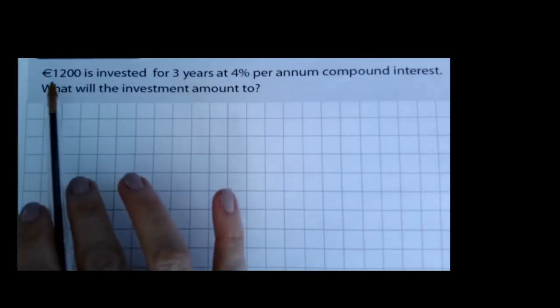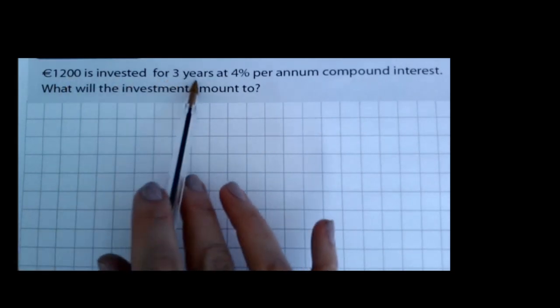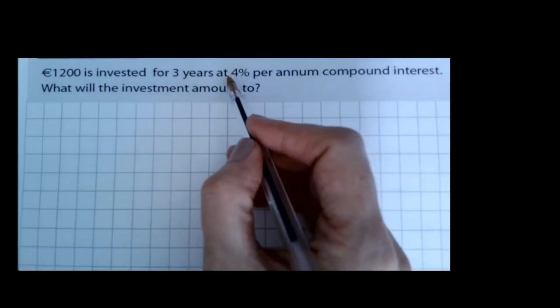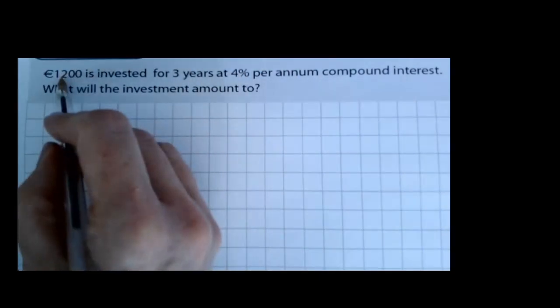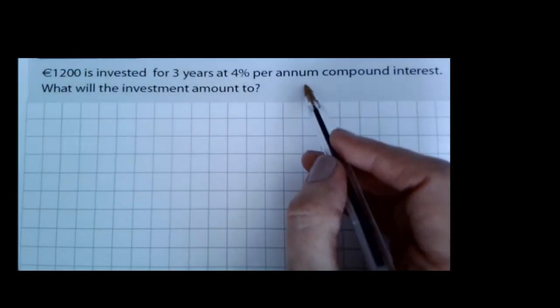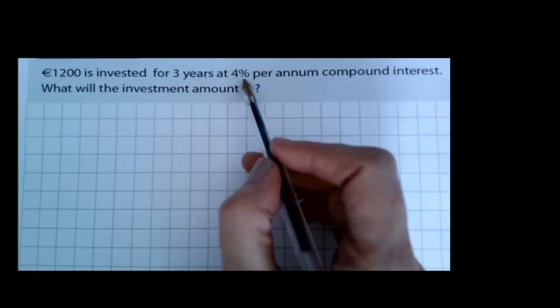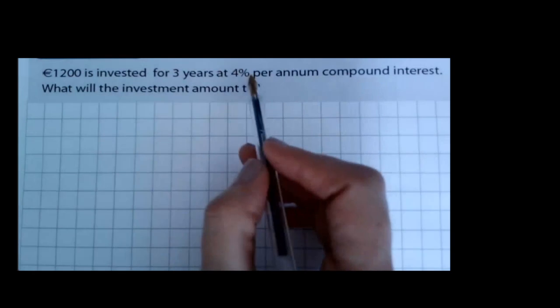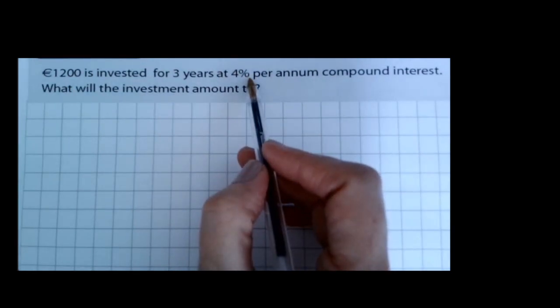We have 1,200 euros is invested for 3 years at 4% per annum compound interest. What will the investment amount to? So basically, we're looking at a 4% increase. Okay, when you invest money, you earn a percentage onto that amount. Okay, so it is like a percentage increase question.